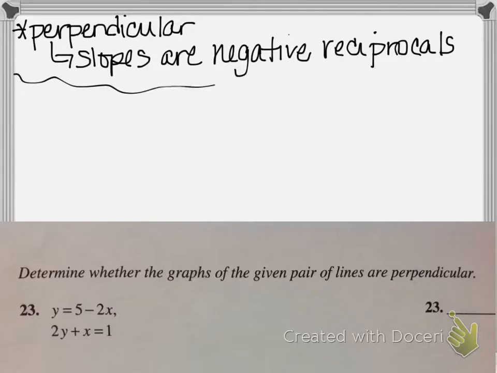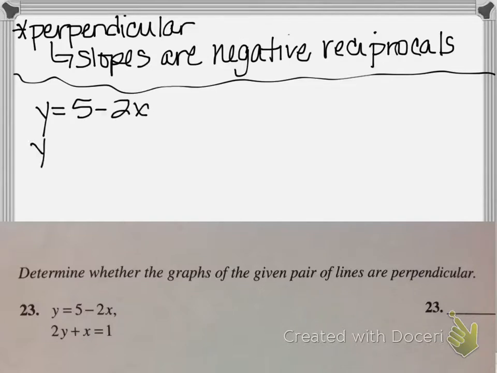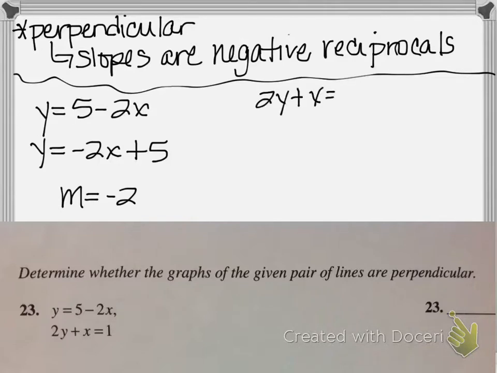So for this particular problem, our first equation is y equals 5 minus 2x. Just a little tweak, this isn't the proper slope-intercept form. All I'm doing is moving my x term first. It's easier to identify my slope. My slope is negative 2. My other equation is 2y plus x equals 1. Now if my slopes are the same, then they're parallel. If my slopes are negative reciprocals of one another, then they're perpendicular.